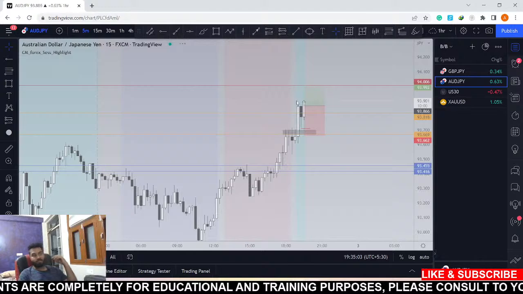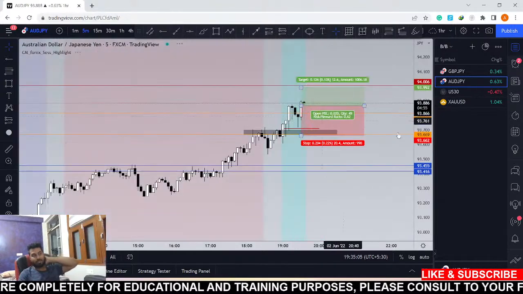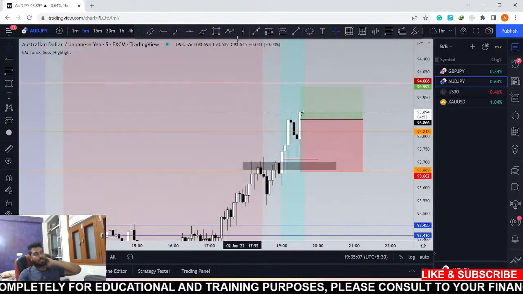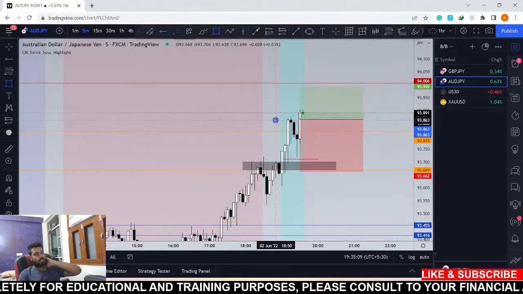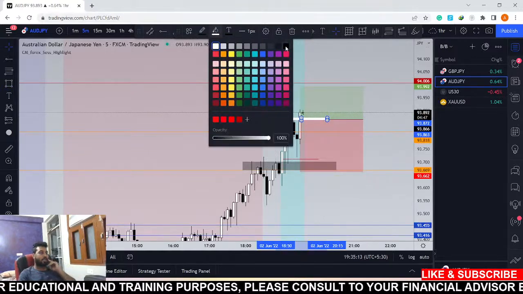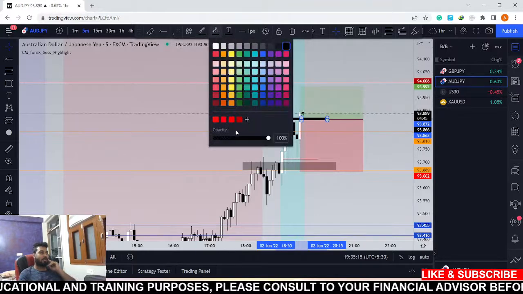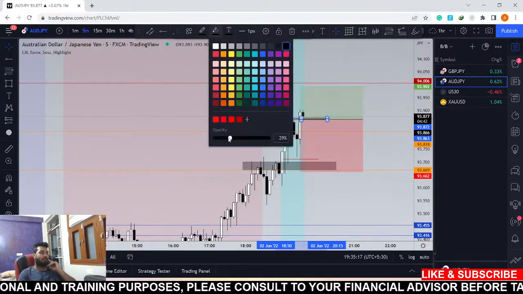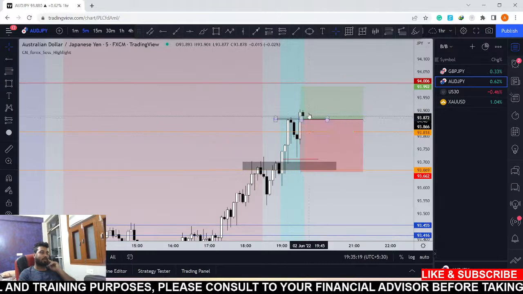Now this is a safe trade, right? Now it is a safe trade because the 5 minute candle has just broken this resistance. Okay, and now it's trying to go up. So there is a high chance that it will give you your take profit.